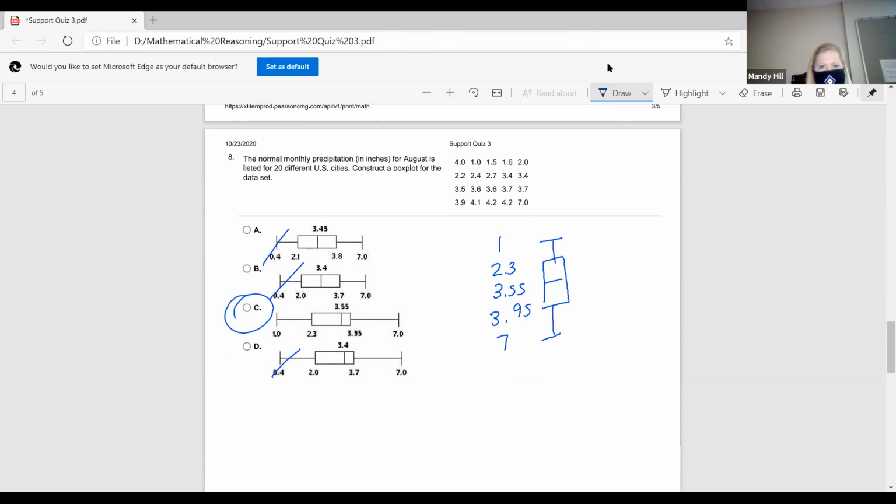Was the one that I put, is that going to work? Yeah, that should work. Should be good.